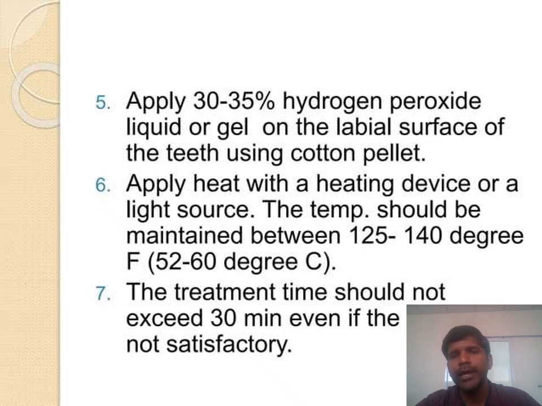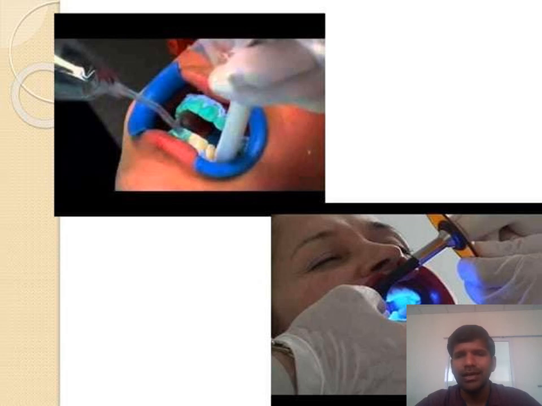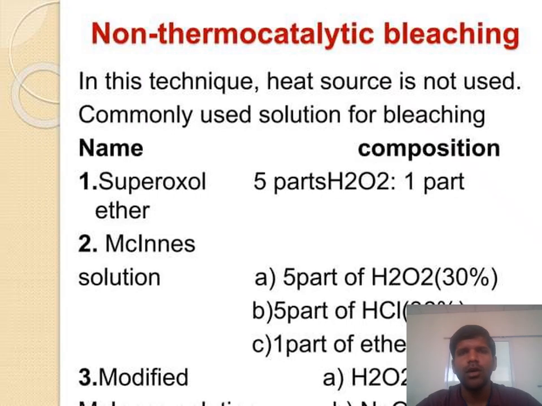The temperature should be maintained between 125 degrees Celsius to 140 degrees Celsius, and the treatment time should not exceed 30 minutes even if the patient is not satisfactory. Apply neutral sodium fluoride gel 3 to 5 minutes, and any bonded restoration on bleaching surface and tea or coffee should be avoided for 2 weeks. So here we see bleaching agent is applied on the first picture and the curing is done on the second picture. Now we come to non-thermocatalytic bleaching.